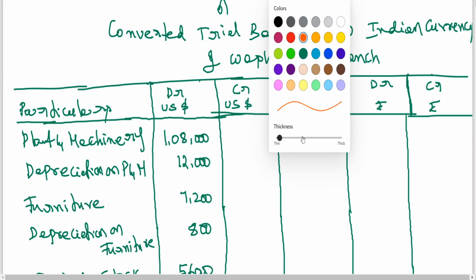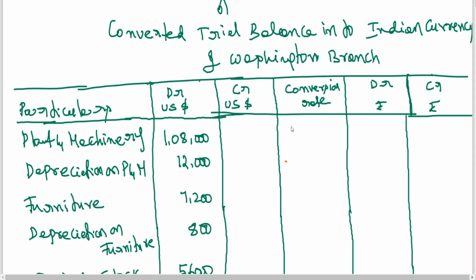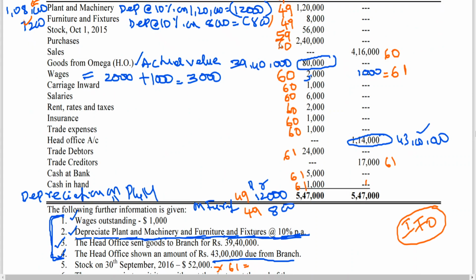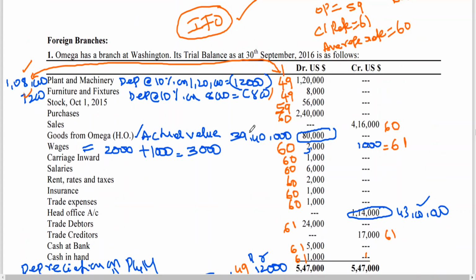I told you plant and machinery: actual exchange rate 49, depreciation 49, furniture 49, depreciation on furniture 49. I've already explained these things. Then opening stock, opening rate. What is opening stock, opening rate? 59 rupees. I've given it already. Opening stock 59.